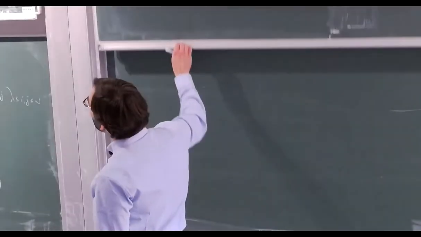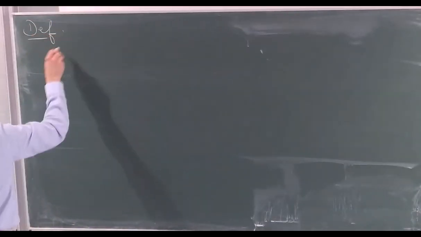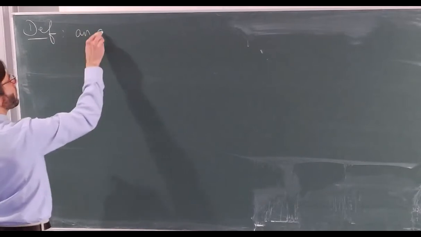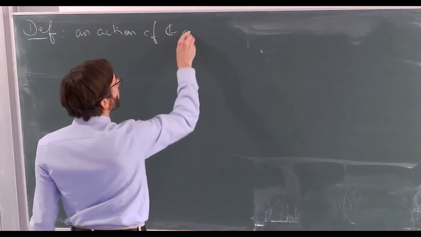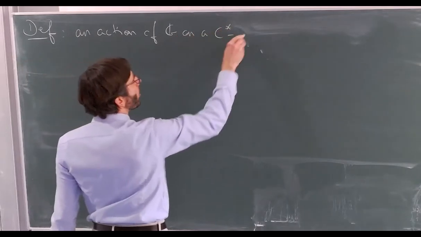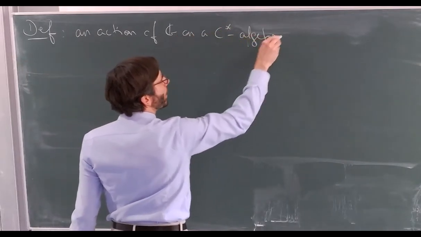And the nice thing is that when you have this, then it can act on a C-star algebra. So what is an action of this on a C-star algebra? So we'll say that it's an action of G. So I won't say it again, but all C-star algebras are uniform.